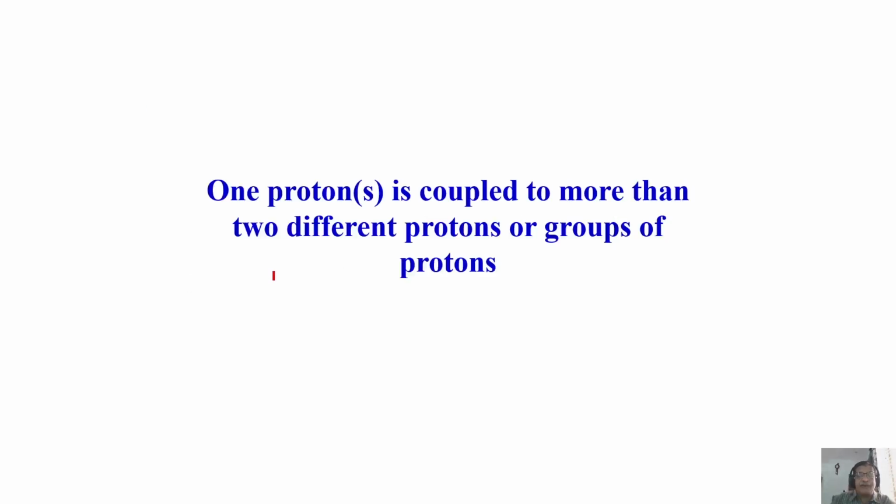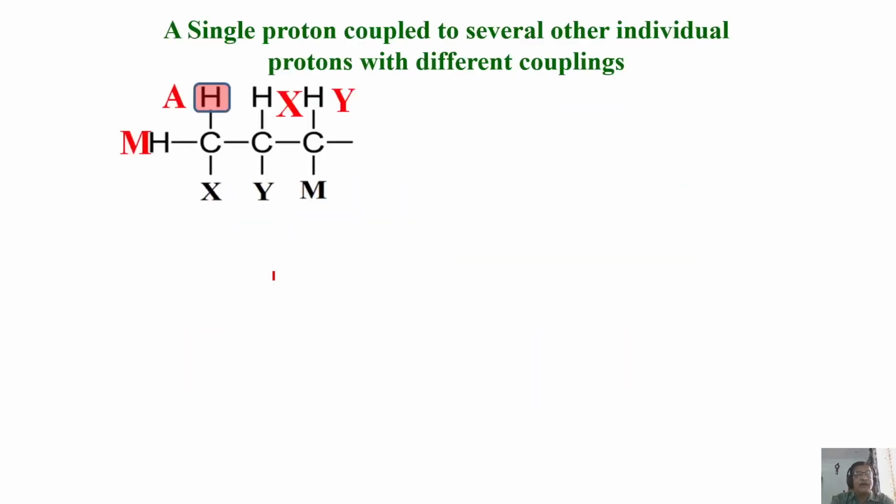Now, one proton is coupled to more than 2 different protons with different coupling strengths. Let us take the example. Now this is the situation. One proton is coupled to a hypothetical molecule with X, Y, and M. I am looking at proton A, which is highlighted. So what are you going to see? I put a condition: AM is larger than AX, larger than AY. Just a condition I am putting.